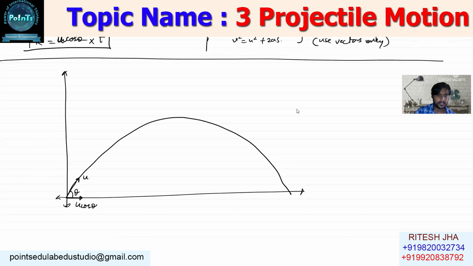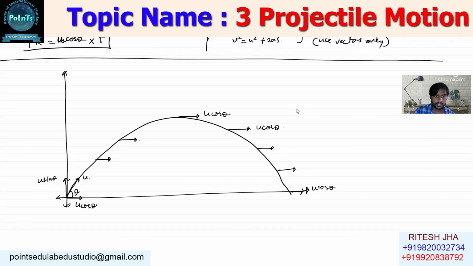Now that remains the same at all points. At the highest point also, it remains the same. It doesn't change. At every point, it is u cos theta only. But if you're talking about the vertical one, this is u sine theta.